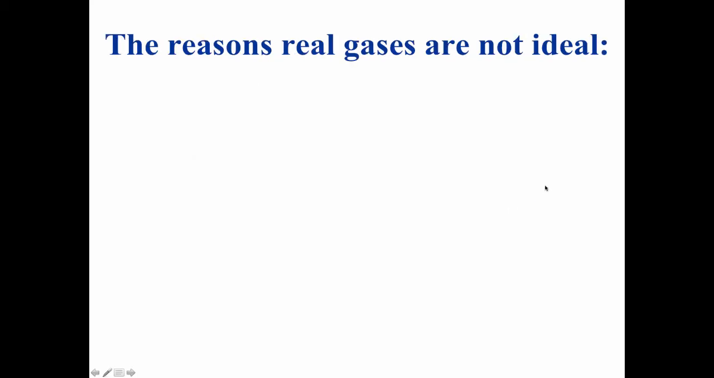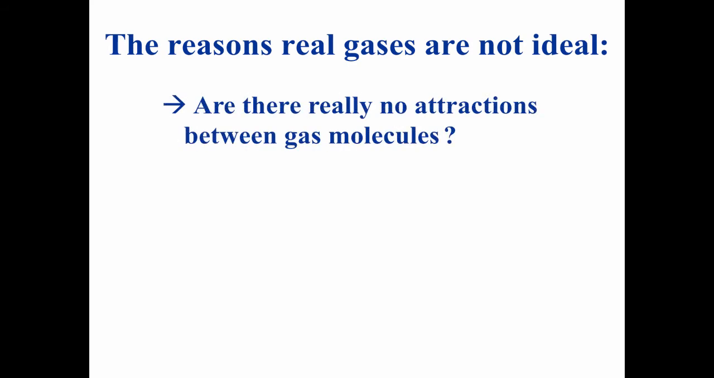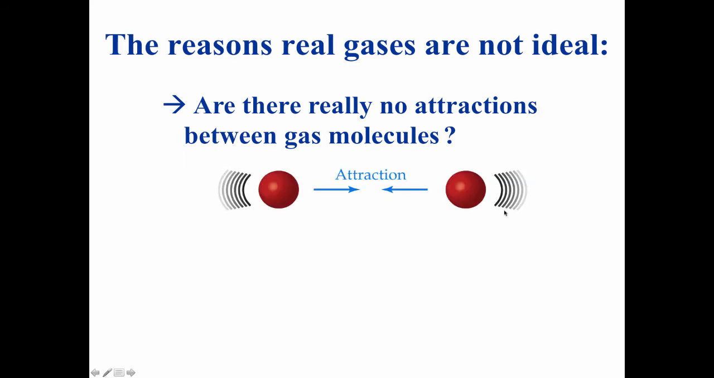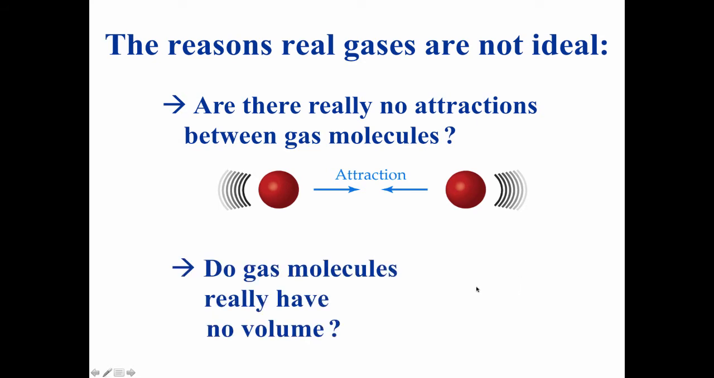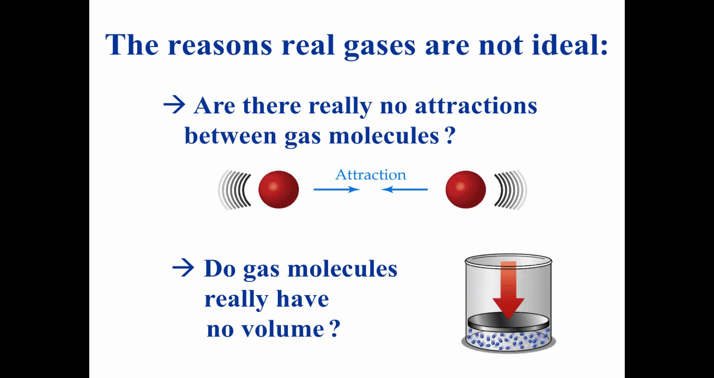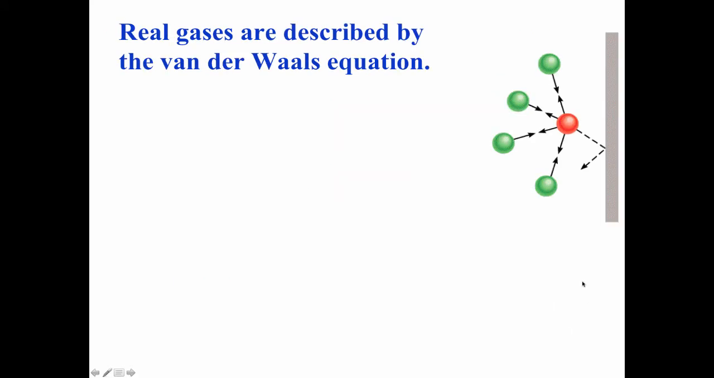So here are some reasons why real gases are not ideal. Well, we've been treating them as if they have no attractions between the molecules. Is that true? No. Gas molecules actually do attract each other, especially as they get close to each other. And do gas molecules have no volume? Well, no. We've been treating them as if they're point particles. But if we squish a gas down enough, eventually the molecules will stick together, they'll form a liquid, and that liquid takes up some space. So gas molecules have volume. It's just often small enough that we don't have to mess with it too much. But if the pressure's high enough, then we surely do.